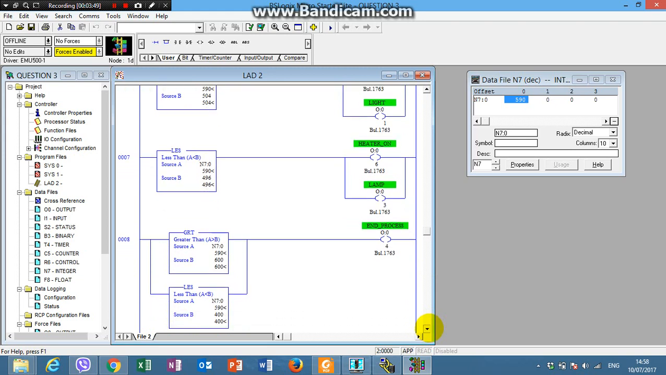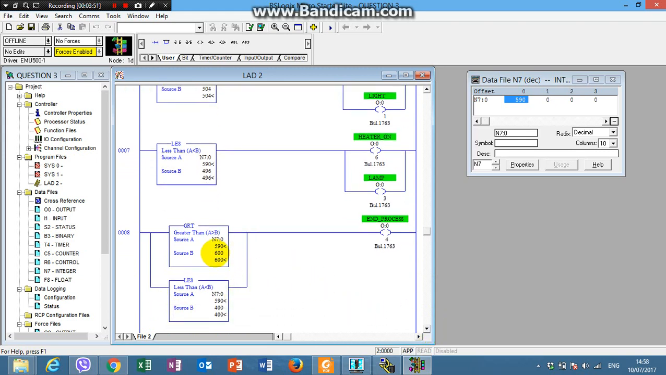And finally I have a condition here, so that whenever I push the increment or decrement button, the temperature doesn't go beyond the boundary values. So I have set the boundary values as 600 and 400. That means whenever the temperature is above 600, the process gets ended. Similarly, when the temperature goes below 400, the process is ended.